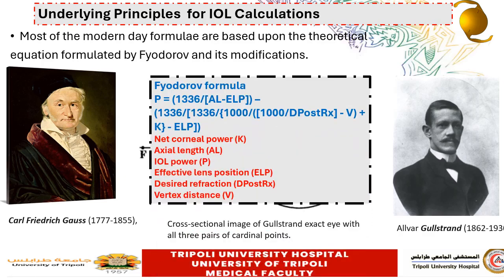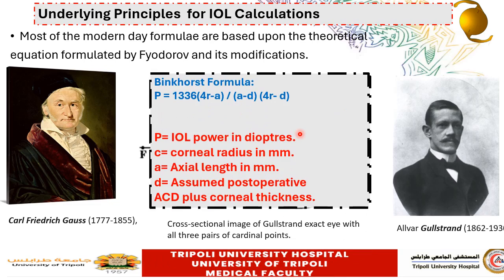Now, you can see this is the formula of Fyodorov that predicts the IOL power. It uses different variables. The main two variables are the net corneal power and the axial length, very important determinants to predict the effective lens position. And the axial length, initially, was based on the ultrasound axial length. Now the recent machines do calibration to adjust the axial length used by ultrasound to use the optical axial length based on optical biometry. We will explain this in the lecture on optical biometry and ultrasound.